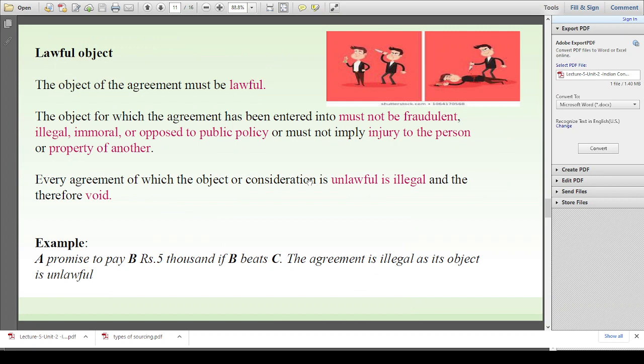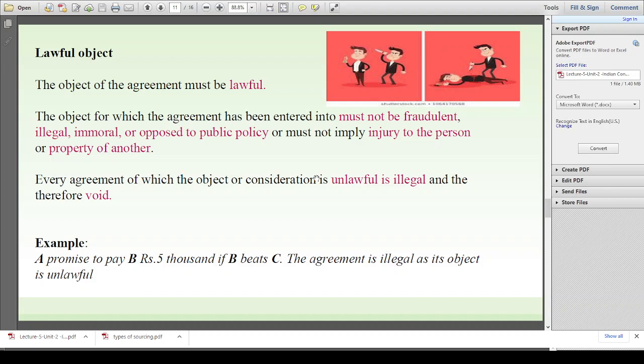Then lawful object. The main purpose of the contract should be lawful, right? By using our common sense we can easily interpret all these things. The object of the agreement must be lawful. The object for which agreement has been entered into must not be fraudulent, illegal, immoral, or opposed to public policy, or must not imply injury to the person or property of another. So every agreement of which the object or consideration is unlawful is illegal and therefore void, right?